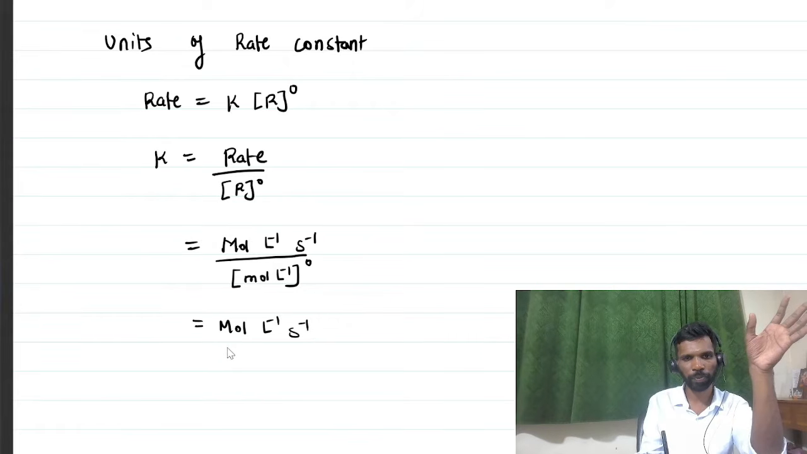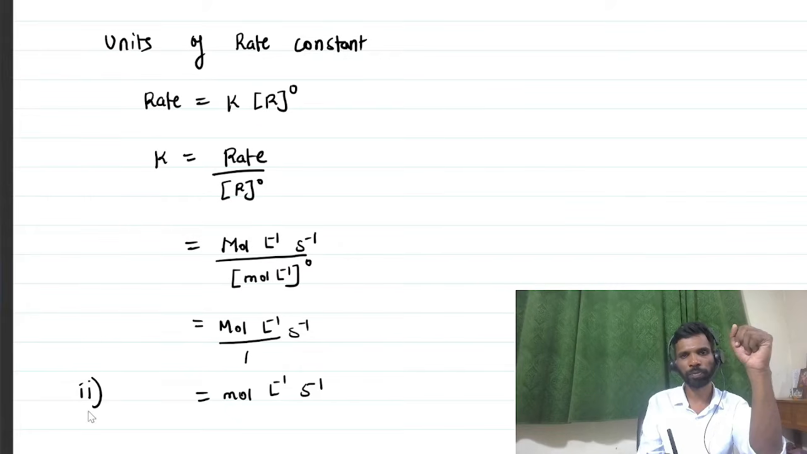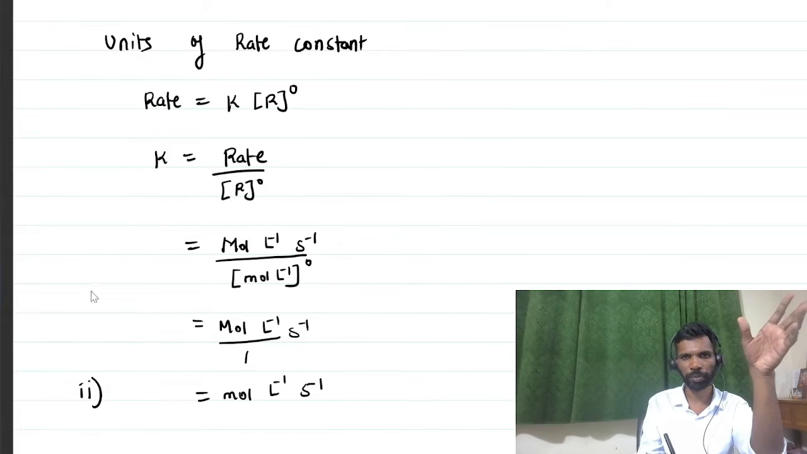So I'll just write moles per liter per second. This is small m divided by 1. So what is the unit? Moles per liter per second. So this is the answer for the second one. Is that clear?